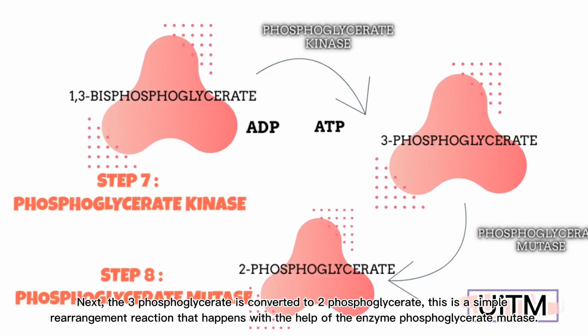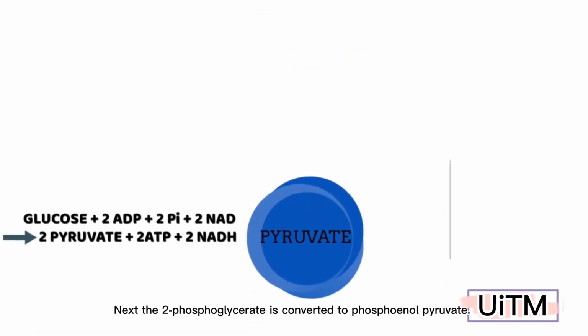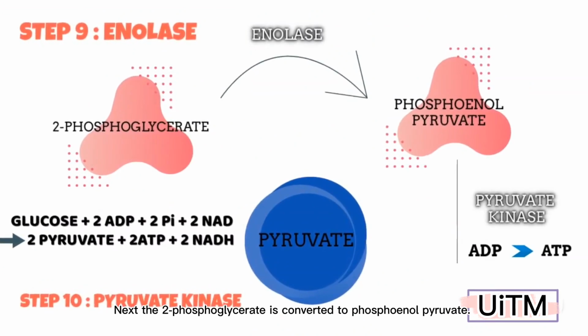Next, the 3-phosphoglycerate is converted to 2-phosphoglycerate. This is a simple rearrangement reaction that happens with the help of the enzyme phosphoglycerate mutase. Next, the 2-phosphoglycerate is converted to phosphoenolpyruvate. The enzyme involved is enolase, and magnesium ions are utilized in this reaction.